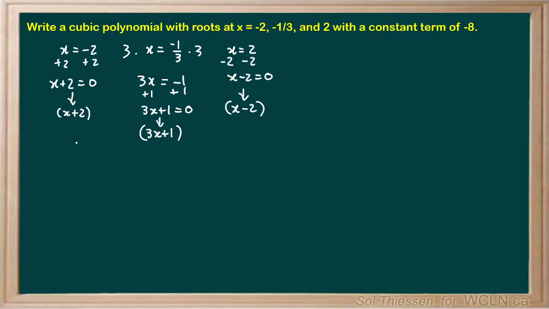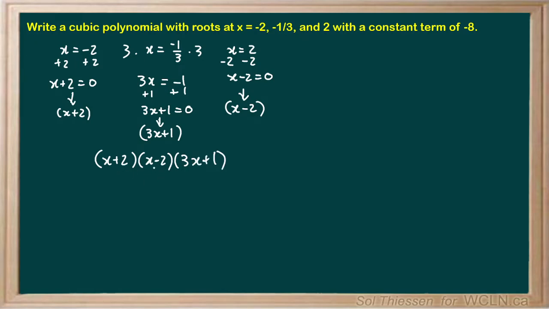Now we have to multiply all of these factors together to get an expanded form polynomial with these roots. And then after that, we'll check to make sure that the constant terms match, or maybe multiply through by some numeric factor to make sure that they do match. Okay, so how about we start by multiplying x plus 2 and x minus 2. So I'll write x plus 2 times x minus 2 times 3x plus 1.